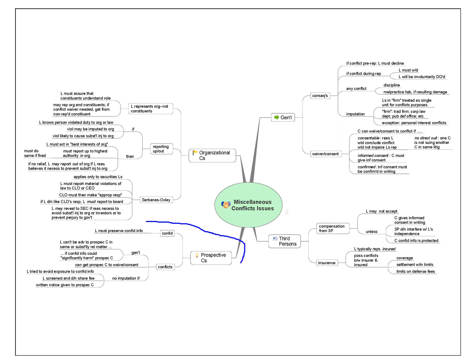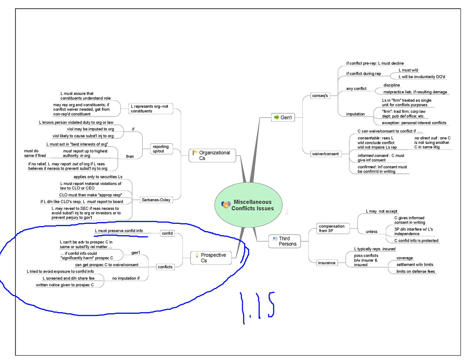Prospective clients. What conflicts issues arise with regard to prospective clients who never become actual clients? Well, as to these people, the lawyer has got to preserve confidential information. If a guy comes to your office and says, "I killed my wife," you can't tell anybody. It's both privileged and it's confidential under Rule 1.18, which is the basic rule on prospective clients. That's the rule with regard to confidentiality.